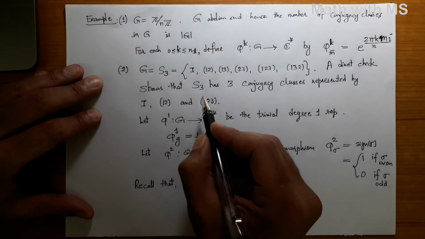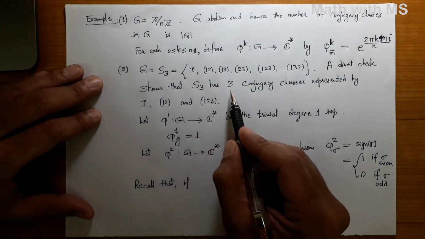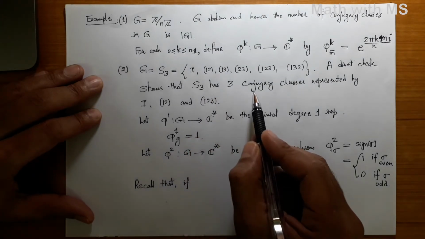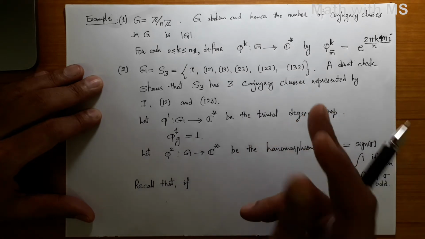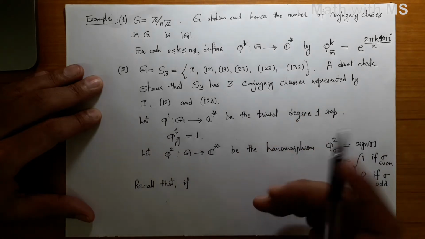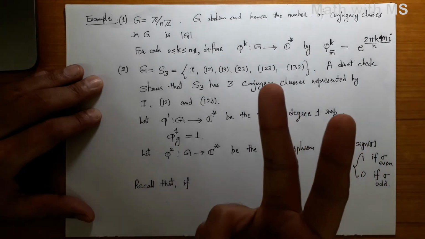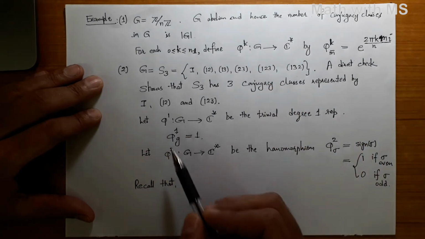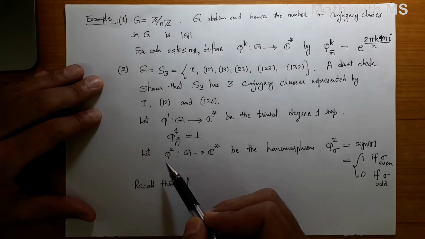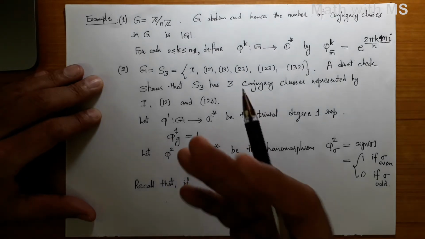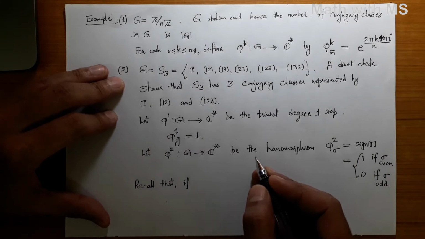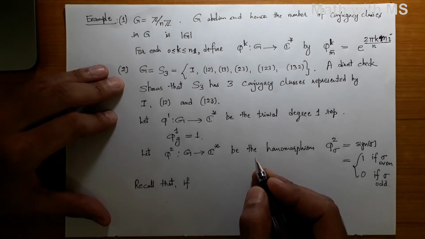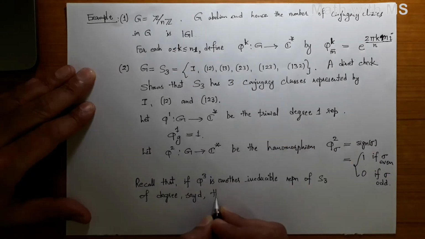Since the number of conjugacy classes in the symmetric group S3 is 3, the number of equivalence classes of irreducible representations is at most 3. I have already found two irreducible representations, phi 1 and phi 2. So there can be at most one more irreducible representation. Let us say phi 3 is that irreducible representation, and suppose its degree is d.